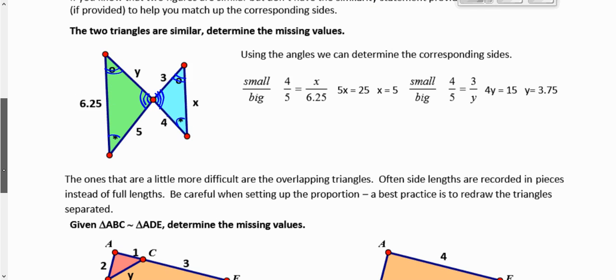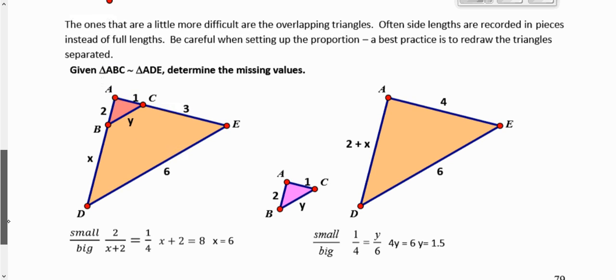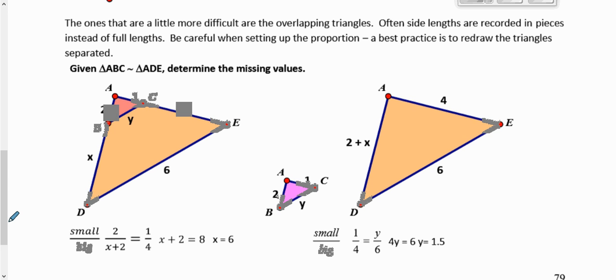All right, let's go down to this one. We have to be careful with these here, okay? Given triangle A, B, C, and AD are similar, find the missing values. Could I do the following? 2 over x equals 1 over 3. Will that work?